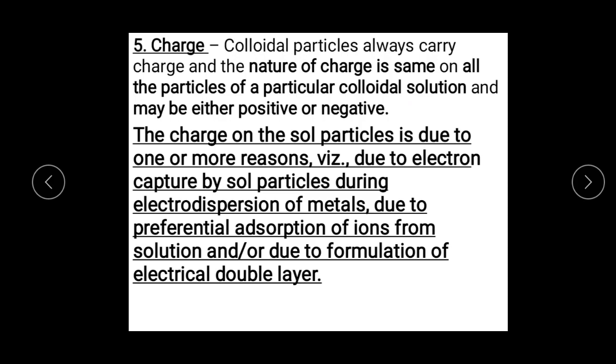Now we have to go through the reasons for charge on sol particles. A few reasons: first, electron capture by sol particles during electrodispersion of metals, like in Bredig's arc method. Second, preferential adsorption of ions from solution, and the third is the formation of an electrical double layer. These we will see in detail.